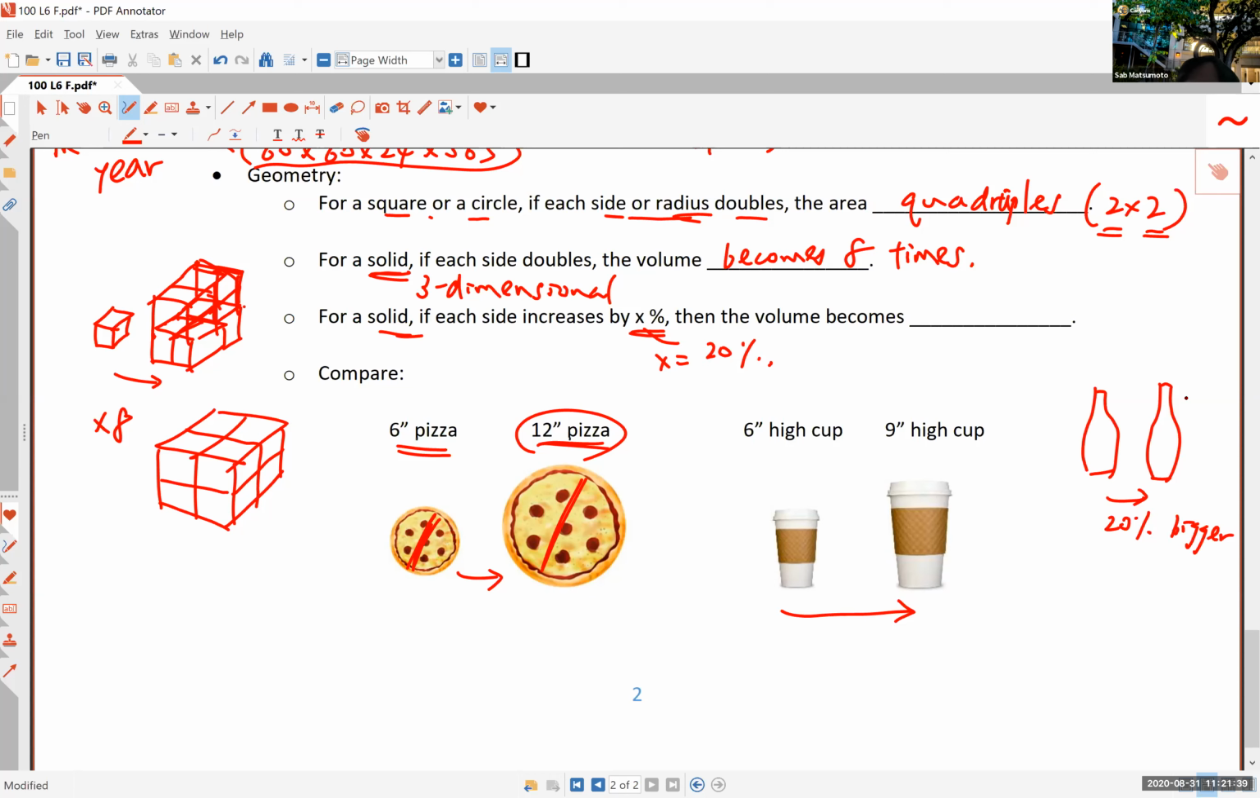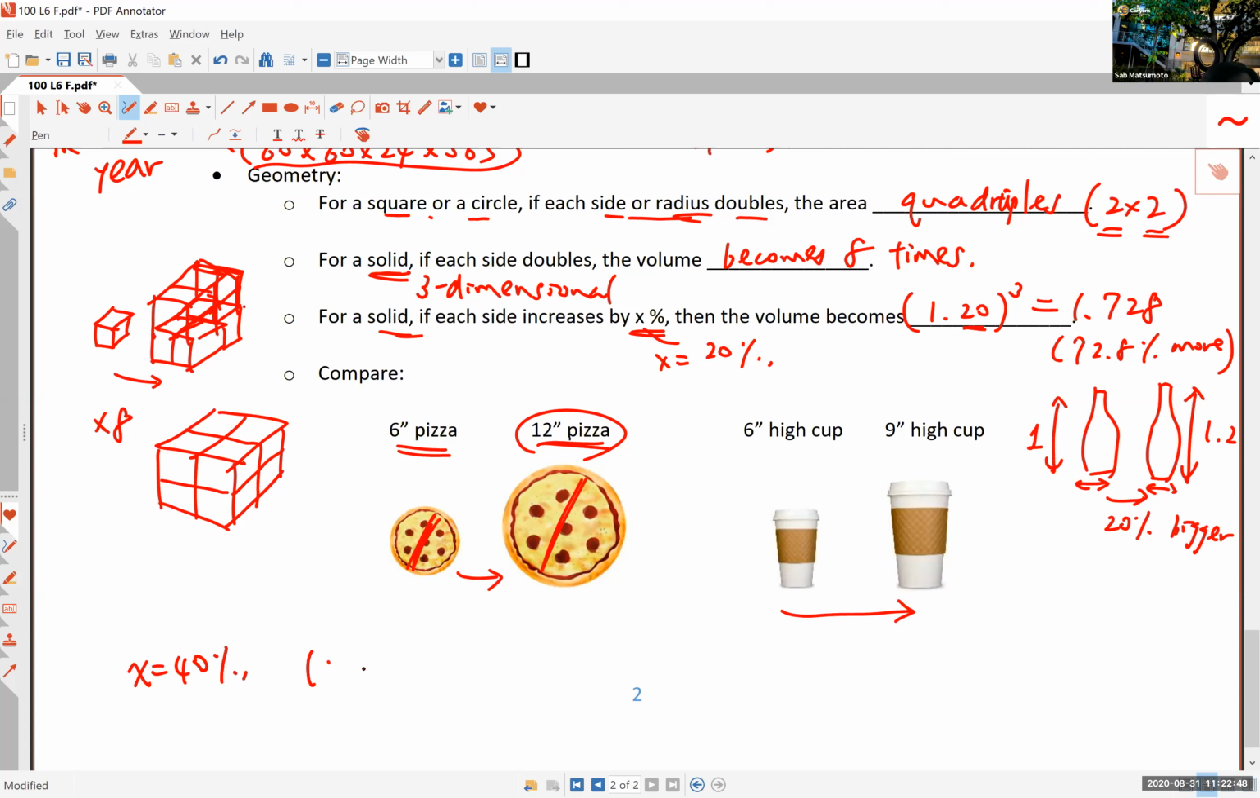Then what that means is the height used to be 1, and the height now is 1.2, right? And so the diameter also becomes 20% bigger. Everything becomes 20% bigger. Then, because it's three-dimensional, this is what you will get for the new volume compared to the first volume. So by making each dimension 20% bigger, the volume actually becomes 72% more. That's surprising, right? How about if X is 40%?